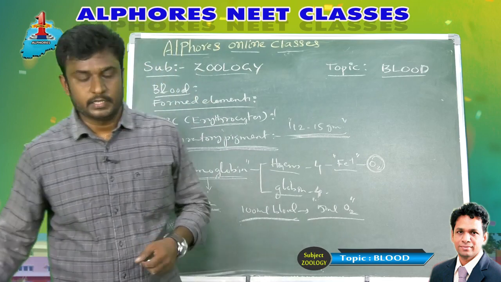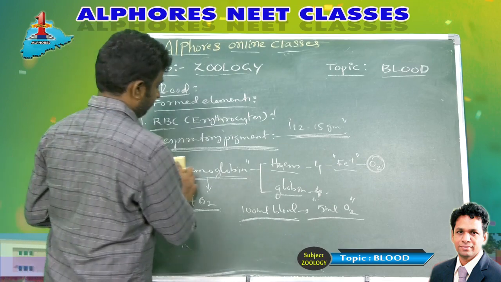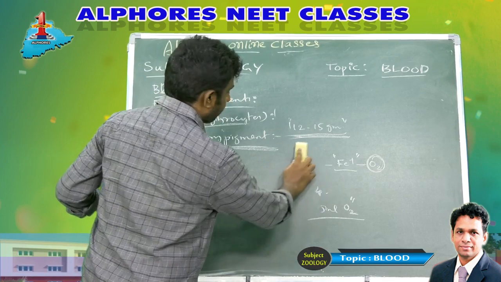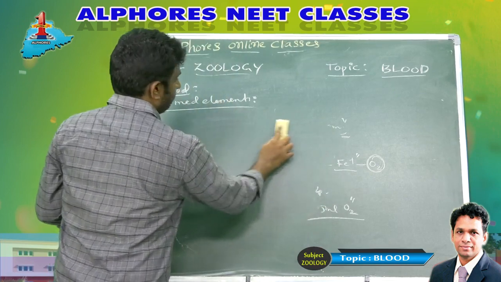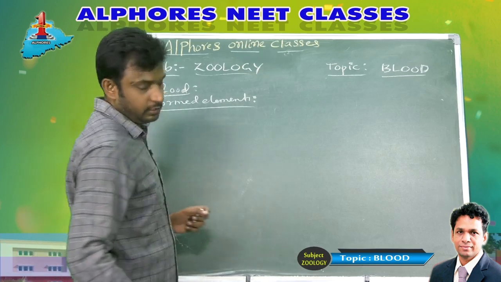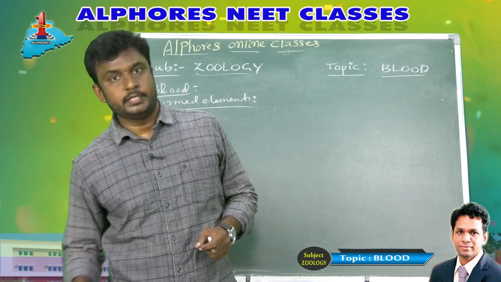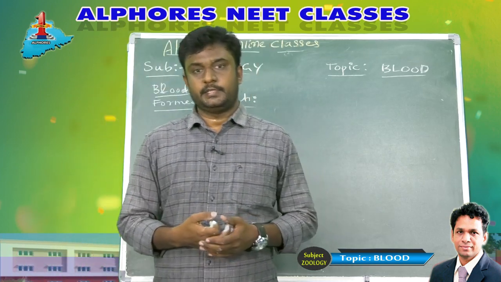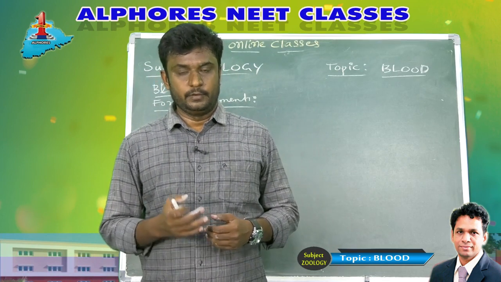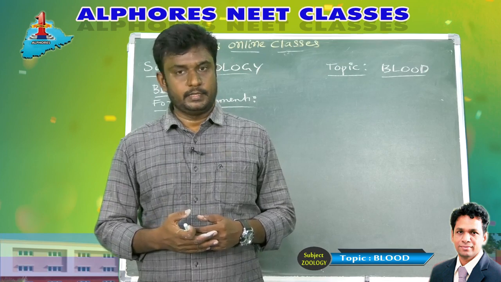Next, the second type of formed elements are the WBCs. I'll discuss the WBCs and platelets tomorrow.